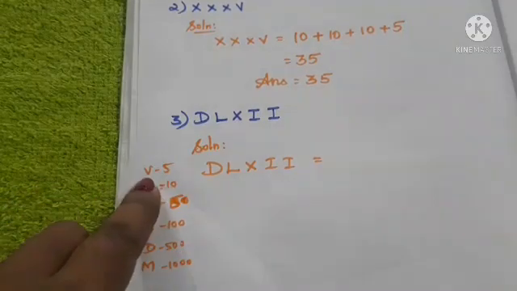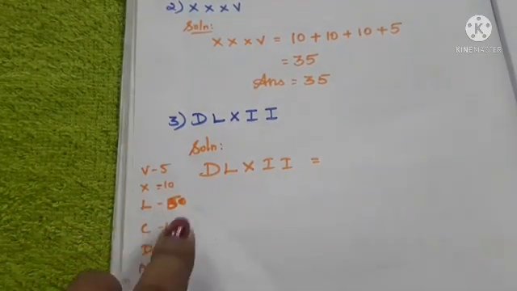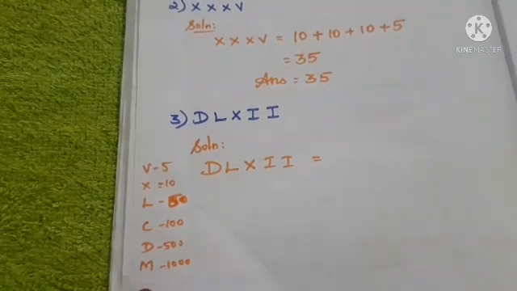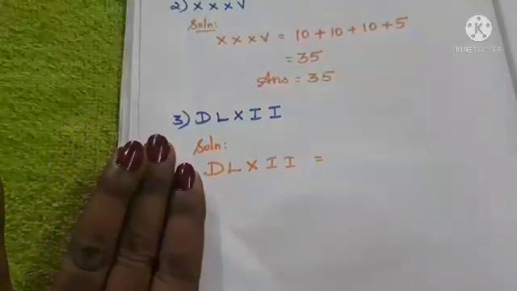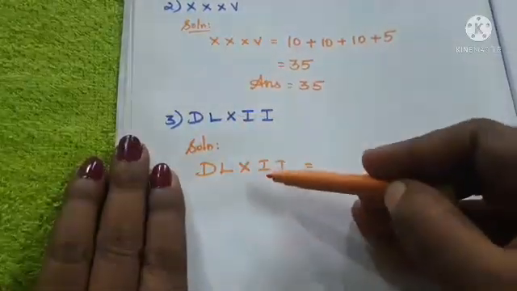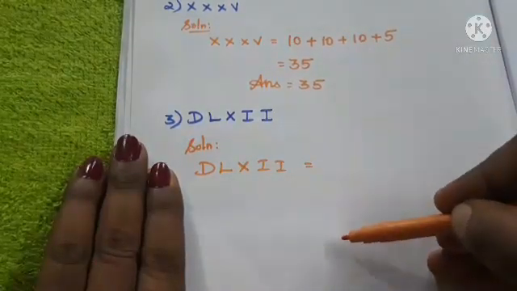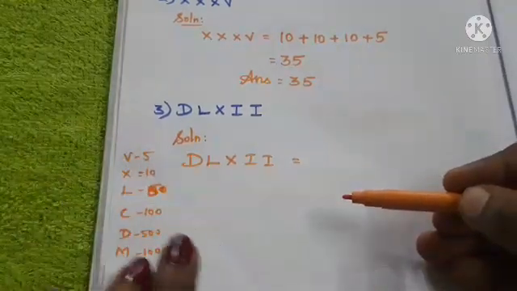We know V means 5, X means 10, L means 50, C 100, D 500 and M 1000. Listen, don't write this in your booklet. This is for understanding only. You have to write the solution and the question, and whatever I write next, that you have to write.